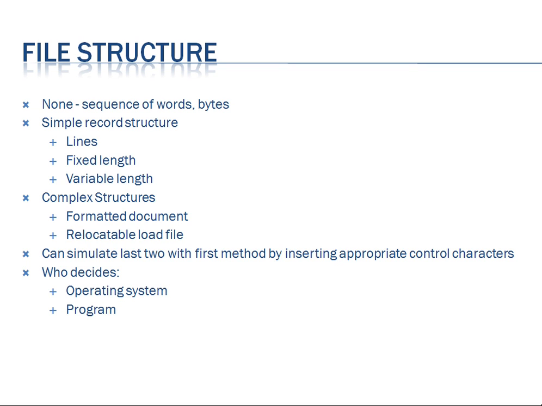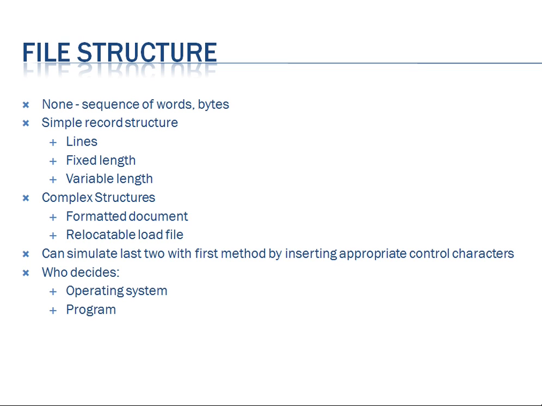A file structure can be a sequence of words or bytes if the file is unstructured. So we are calling the file structure none, that is unstructured, when the file consists of a sequence of bytes or words. If a file has a simple record structure, it includes lines and it has some length. Now the length of the file can be either fixed or variable.